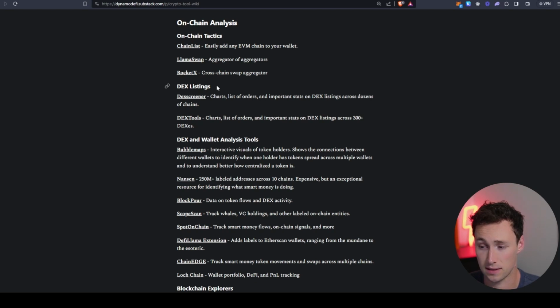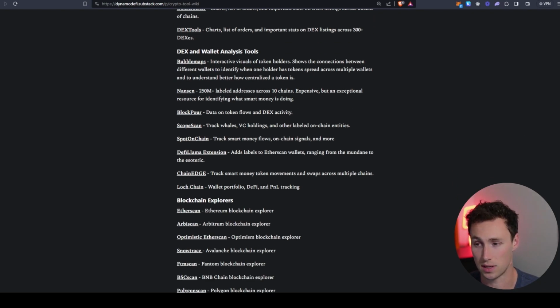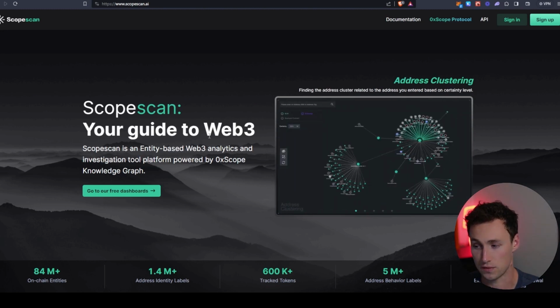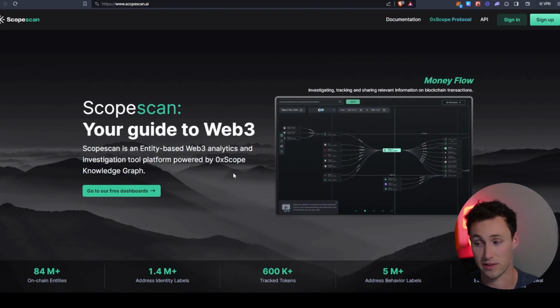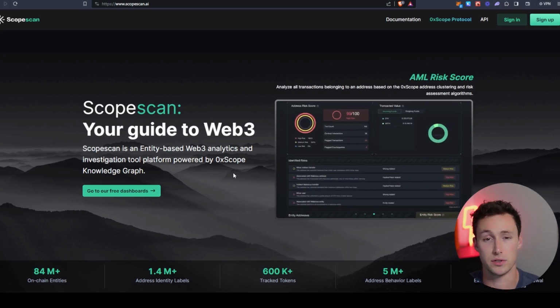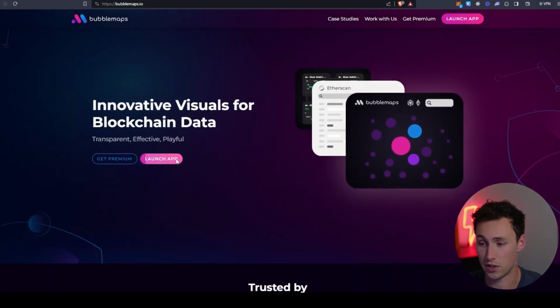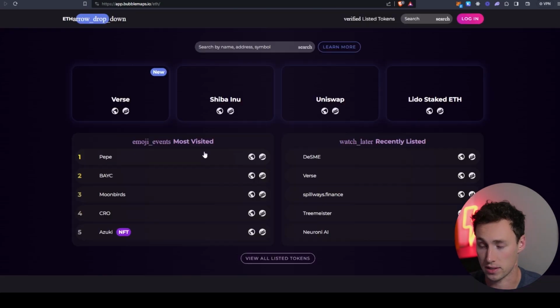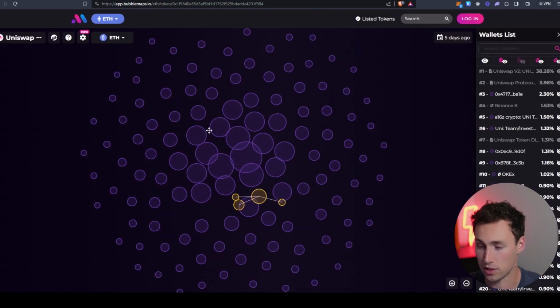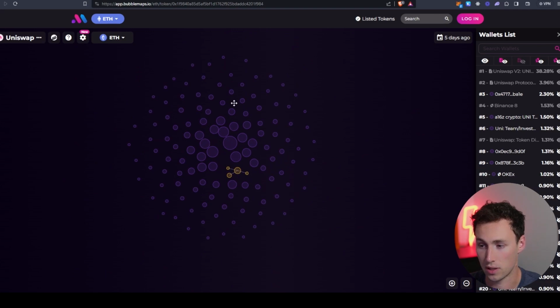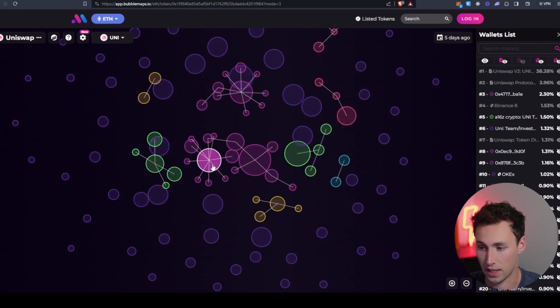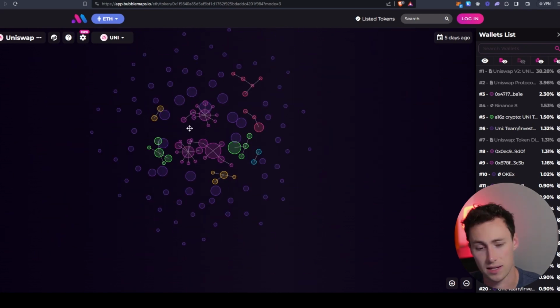You have DEX listings. Apps like DEX Screener and DEX Tools are going to help you find and chart new listings on DEXs. Then you have DEX and wallet analysis tools. These are things like Scope Scan, which is a useful tool I like to use that tracks specific entities and helps you to see what they're buying. And then other tools like Bubble Maps, which helps you to visualize the distribution of different tokens. Here, if we take a quick look at it with Uniswap, for example, we can see that it shows you all the different major holders of Uniswap and the connections between their wallets. So you can use this to try to find connected wallets for a specific token.